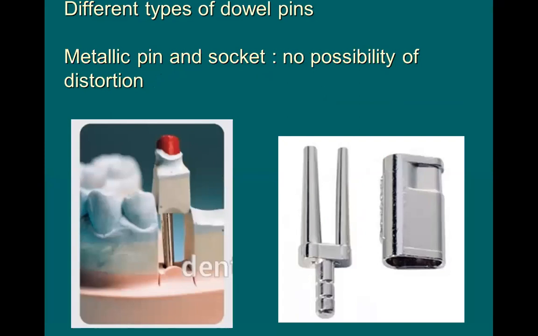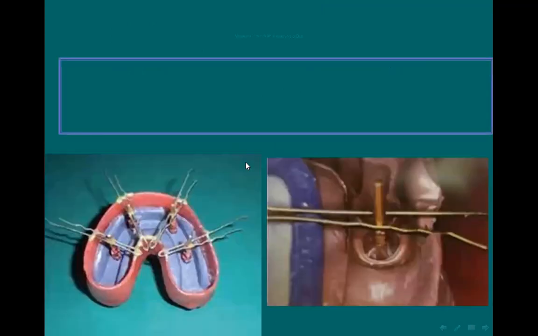Here the socket is a metallic socket, which is stronger than the plastic one, and you can see that the dowel pin or the die can be removed from the working cast, and it will be returned to its place in a perfect and good position.